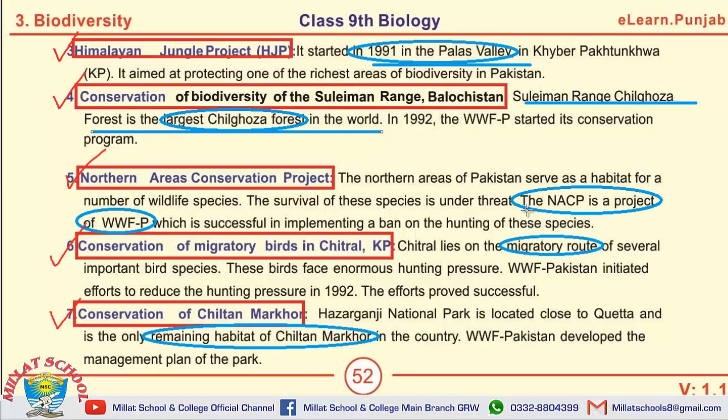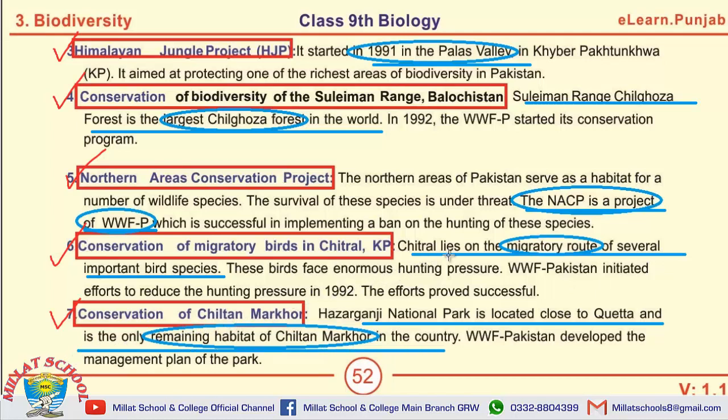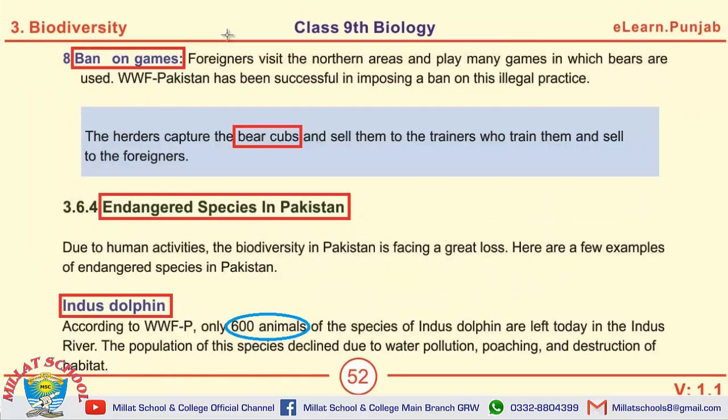The other one is the NACP is a project of WWFP. Chitral lies on the migratory route of several important bird species. National Park is located close to Quetta and is the only remaining habitat of Chiltan Markhor in the country. The next question is why the bear cubs are captured. The herders capture the bear cubs and sell them to the trainers who train them and sell to the foreigners.